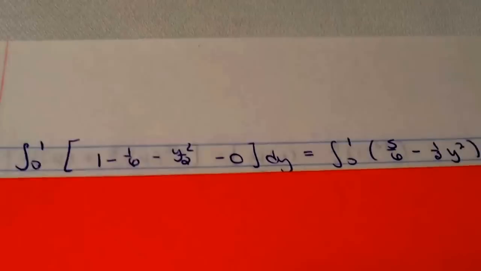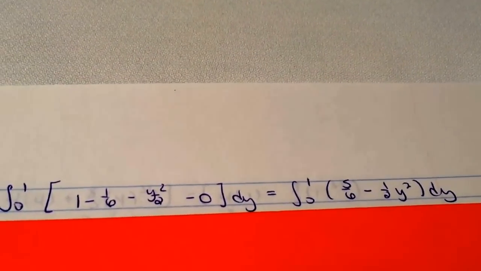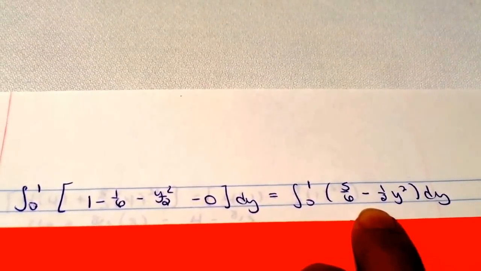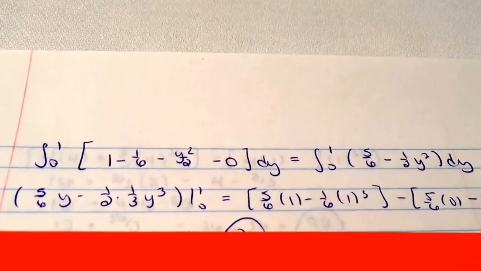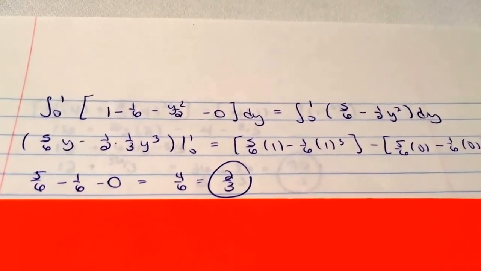All right, so it gives me this. Then these were all 0 for the other piece. And it simplifies down to this. And then notice this is just a regular Calc 1 integral. So I do it just like regular Calc 1. Integrate, plug in, simplify. So 2/3 should have been your answer.